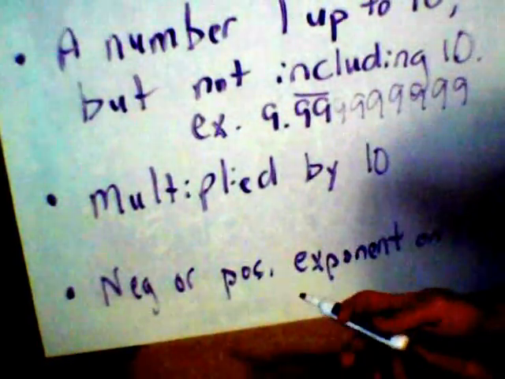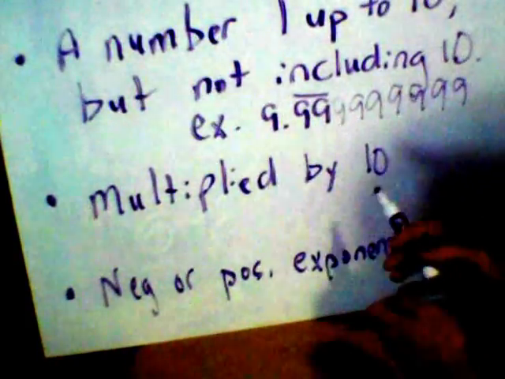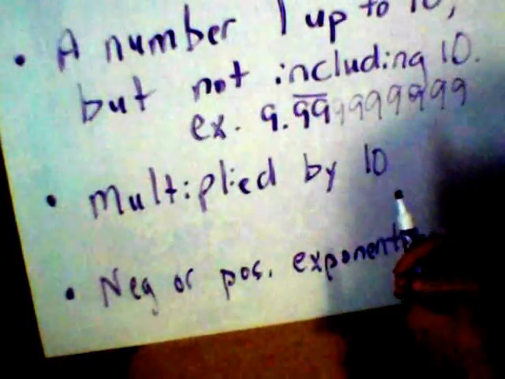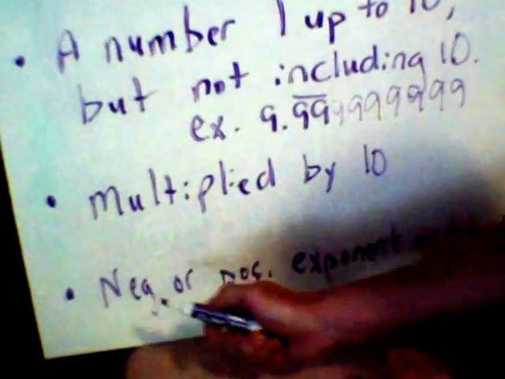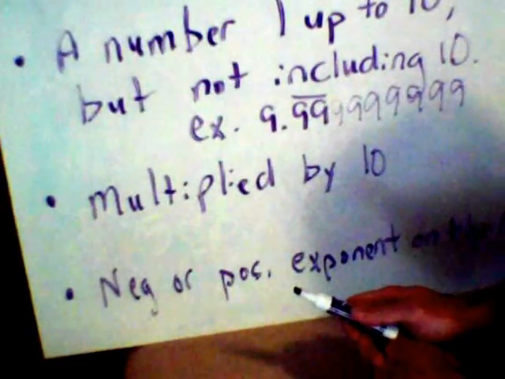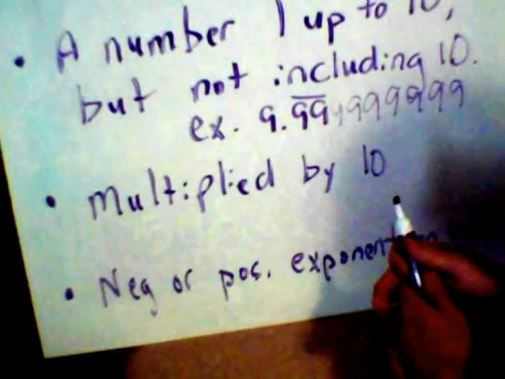The negative numbers are going to represent very small numbers. The positive numbers are going to represent very large ones. So if you see a negative number, you're going to think decimal. If you see a positive exponent, you're going to think a very large place value number.